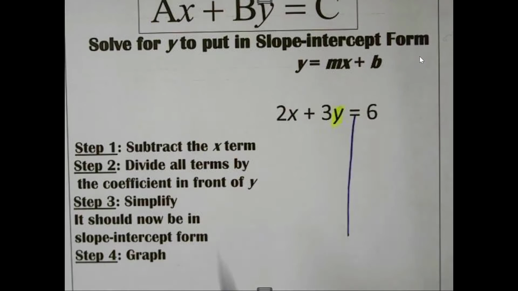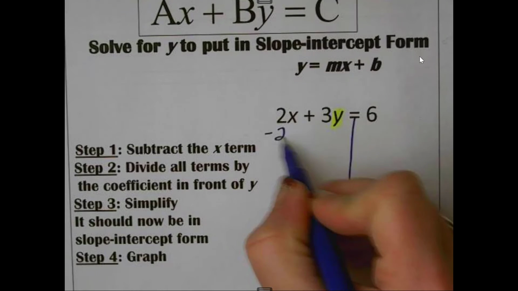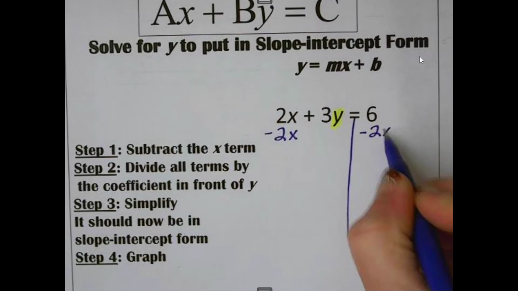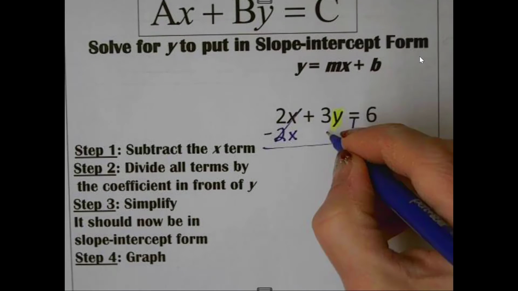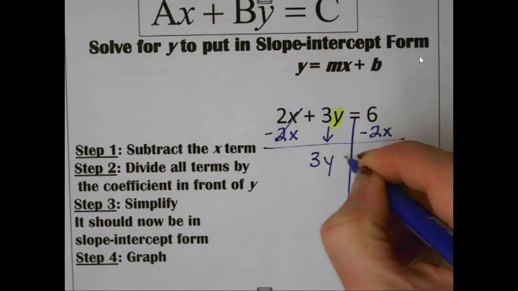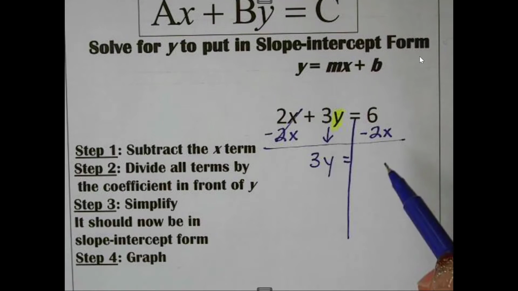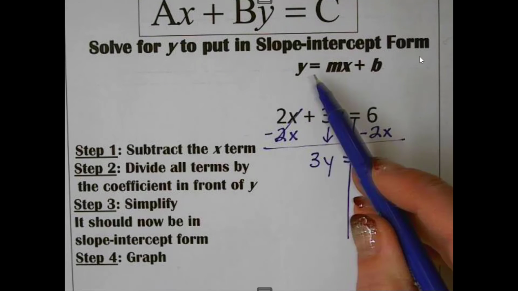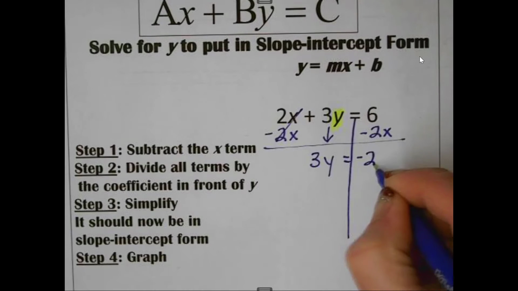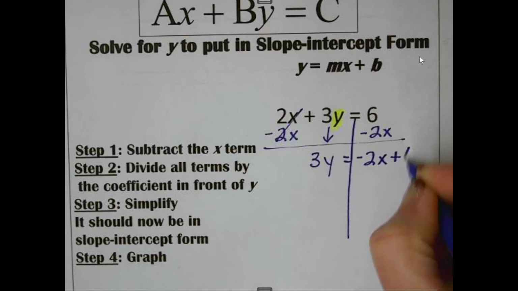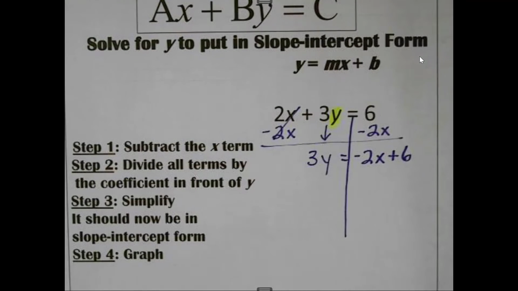So the first thing I'm going to do is subtract the x term. We have 2x here, so I'm going to subtract it on both sides of the equation. That cancels out. I bring down my 3y. Now I'm going to rearrange this. Notice these are not like terms. Remember that y equals mx plus b for slope-intercept form. So I'm going to put the x term first, then the constant. Always arrange it that way. So we're done with step 1.